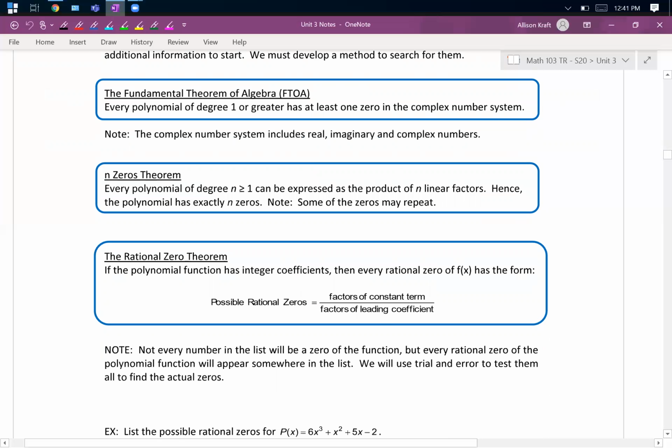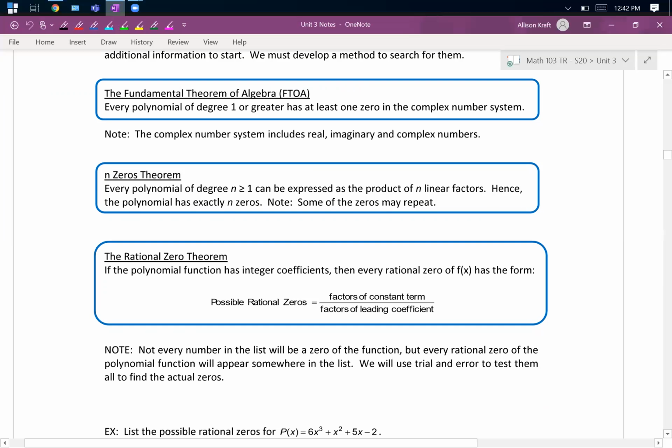Our next theorem is our n-zeros theorem. And this is another one that you've been using, you just didn't know it was a theorem. This says that every polynomial of degree 1 or greater, so again, there's a variable involved, can be expressed as the product of n linear factors. Hence, the polynomial has exactly n zeros, although some of those zeros might repeat.